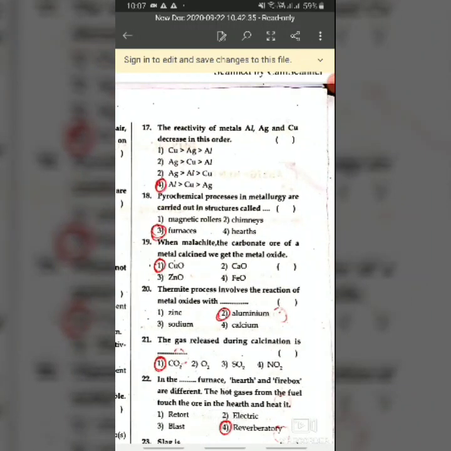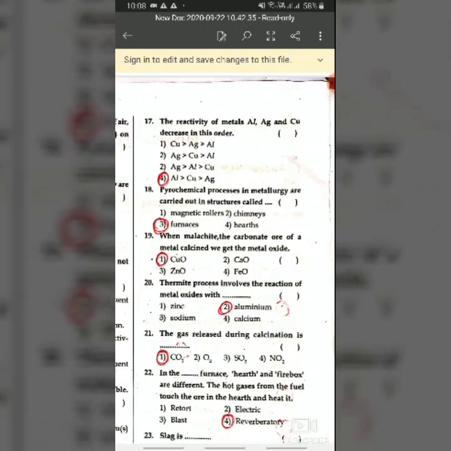The reactivity of metals aluminium, silver and copper decrease in this order. In this, silver has less reactivity. So first one is aluminium. It has more reactivity. So option 4. Al greater than copper greater than silver. Pyrometallurgical processes in metallurgy are carried out in structures called furnaces. Option 3. When malachite, the carbonate ore of copper, is calcined, we get the metal oxide, copper oxide, CuO.